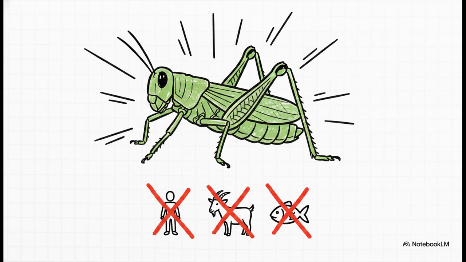And the answer is B, the grasshopper. If you got that right, fantastic job. And the biological reason is pretty straightforward. The grasshopper is the only animal on that list with a rigid exoskeleton on the outside of its body that it actually has to shed in order to grow. Humans, goats, and fish, we all have internal skeletons, or endoskeletons.